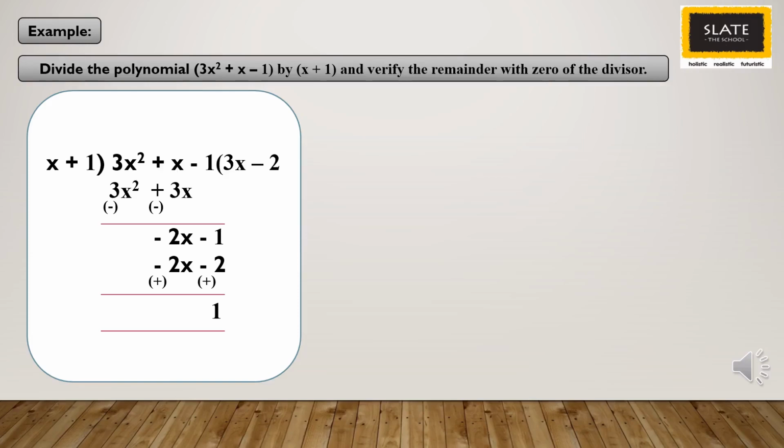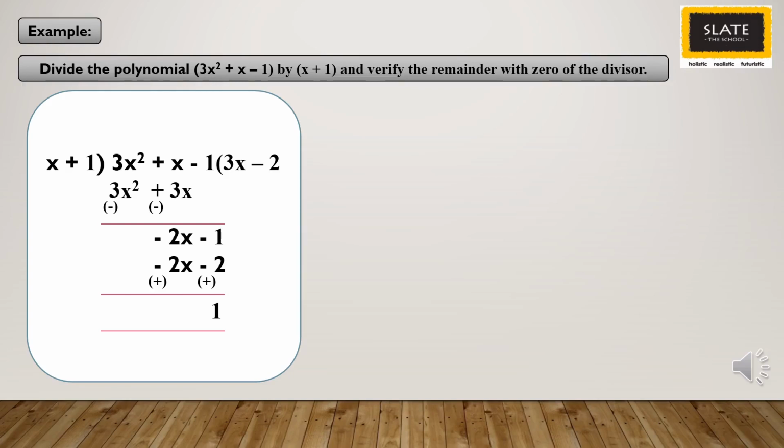Now continue the same procedure. Here what is the first term of the dividend? Minus 2x. And first term of divisor? X. Divide minus 2x with x. We get minus 2. Now this minus 2 is the second term of the quotient. Now multiply the divisor x plus 1 with minus 2. We get minus 2x minus 2.